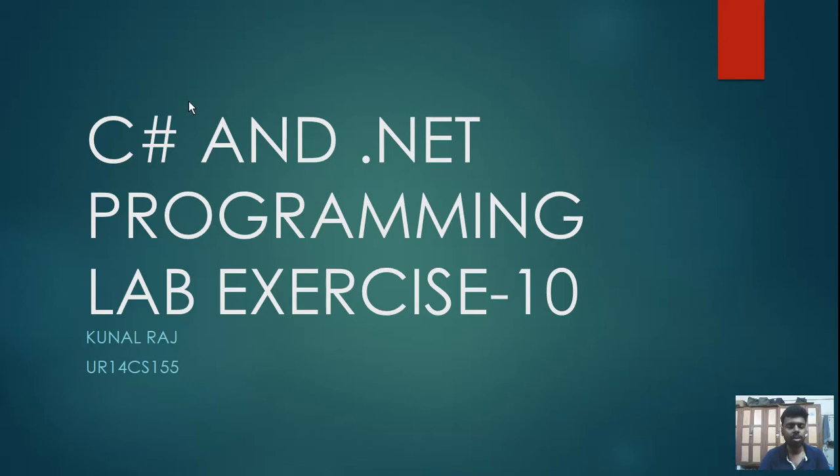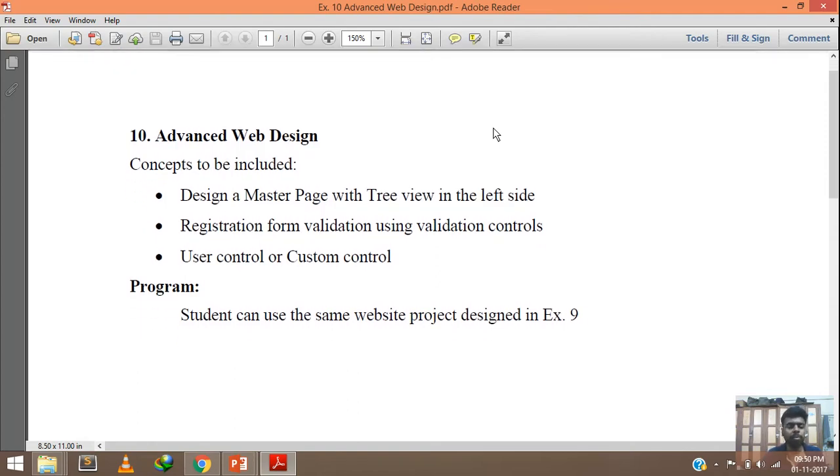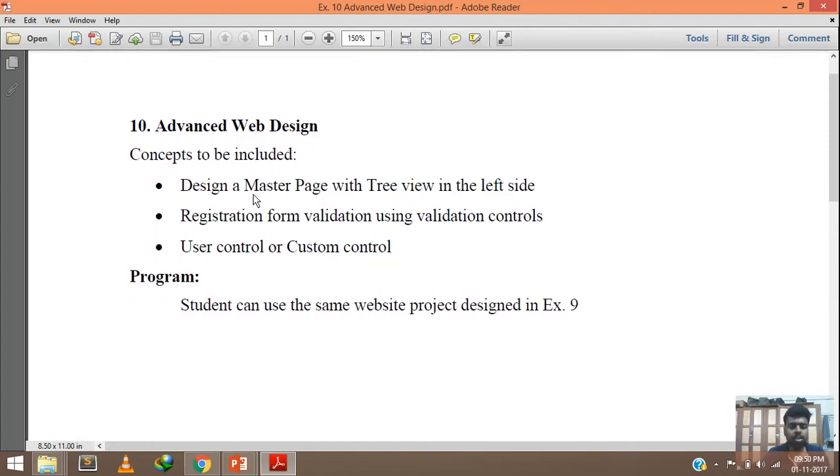In this video, I'm going to demonstrate C# and .NET Programming Lab exercise number 10. Title of the experiment is Advanced Web Design. In this video, we have to design a master page with a tree view on the left side. Then we have to create a registration form using validation controls like required field validation and so on. Then you have to do a user control or custom control.